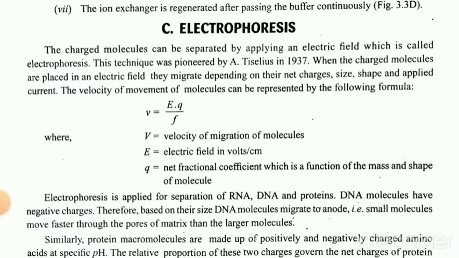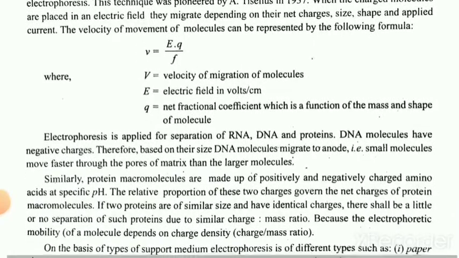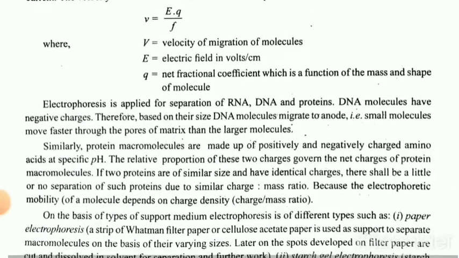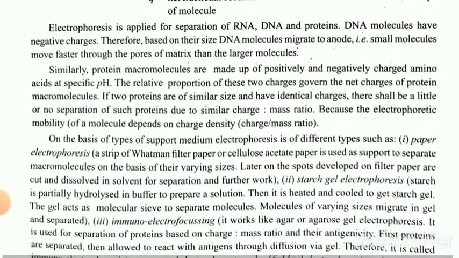When the charged molecules are placed in an electric field, they migrate depending on their net charges, size, shape, and applied current. The velocity of movement of molecules can be presented by the following formula: V equals A multiplied by Q, where V is velocity of migration of molecules, A is electric field in volts per centimeter, and Q is net frictional coefficient, which is a function of the mass and shape of the molecule. Electrophoresis is applied for separation of RNA, DNA, and proteins.